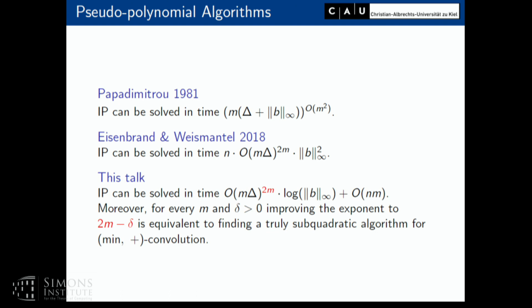Furthermore, we looked at whether we can improve this further. What happens if you would like to have something with 2 minus delta in the exponent? We were able to show that this is somehow equivalent to finding a subquadratic algorithm for the so-called min-plus convolution problem. We'll discuss that also. There's some assumption that you cannot do that in subquadratic time. Otherwise, there's a collection of problems where you get improvements.